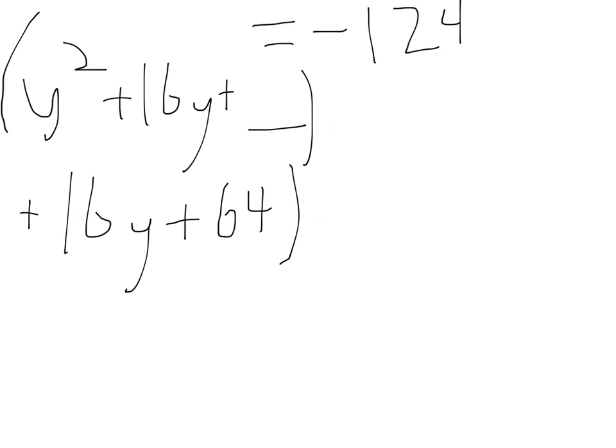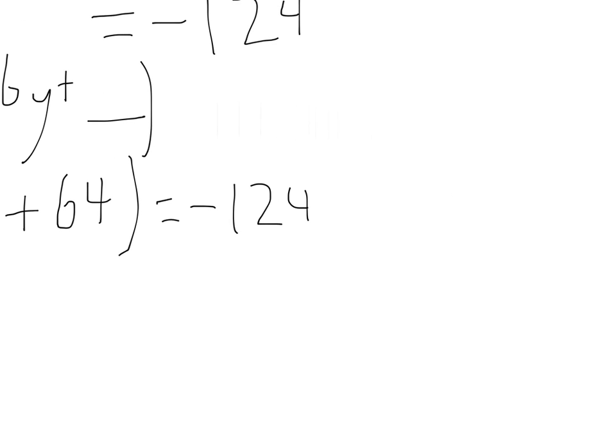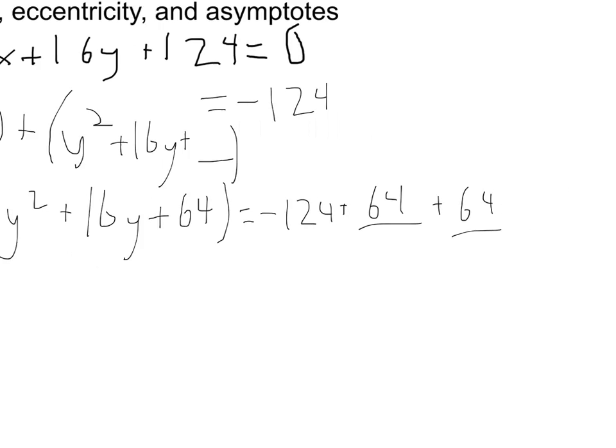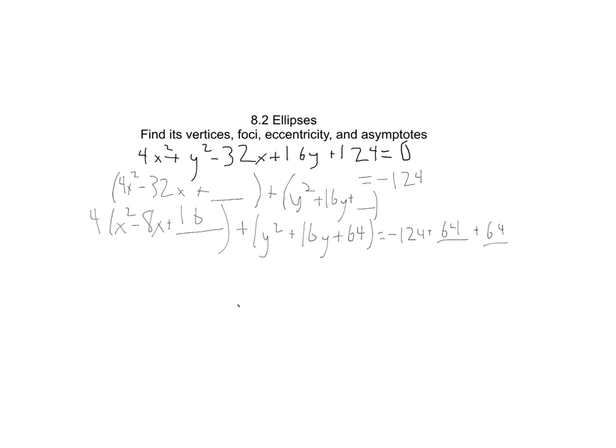Now onto the other side here, you have your negative 124, which you're going to add both of your completed squares to. Since you have 16 on that side times the 4, you get 64. And then again, 64 because that is the y squared. Now we're going to zoom out and look at it. On this side we're going to factor these, and combine like terms over here.